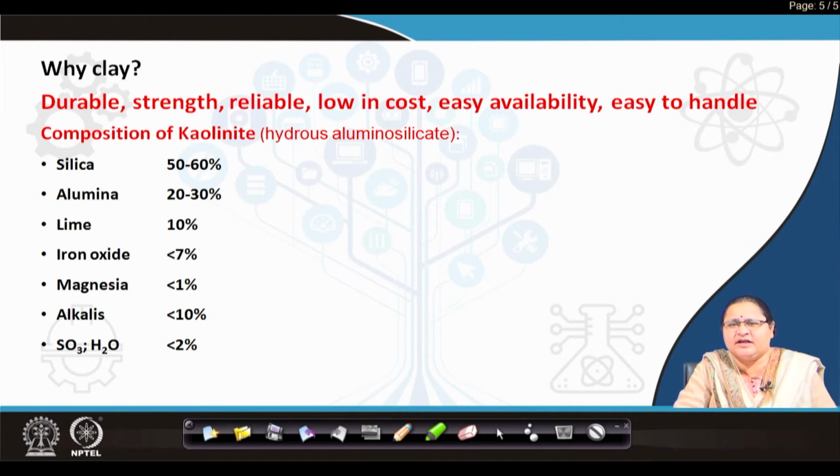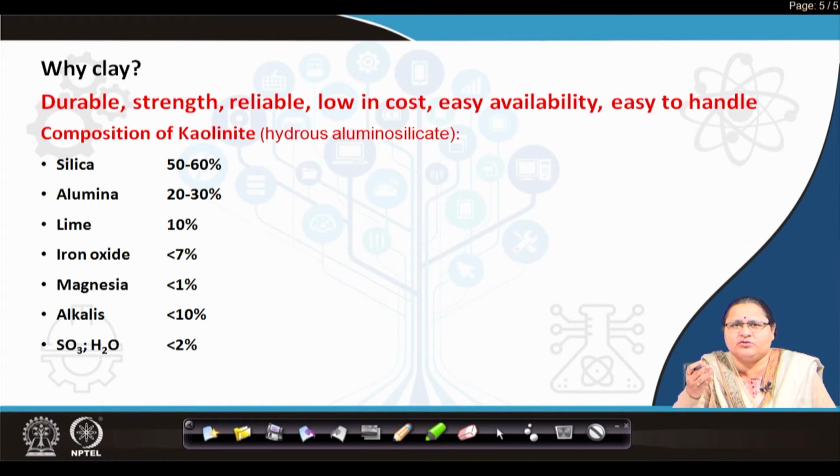You have magnesia, you have lots of alkalis within it, and other than that there are vegetative items, organic items, pebbles, stones inside it. So, we have to know how to thrash them out and then you make it usable.